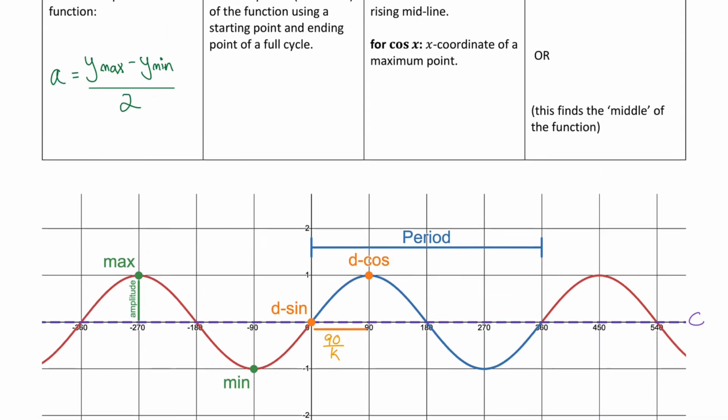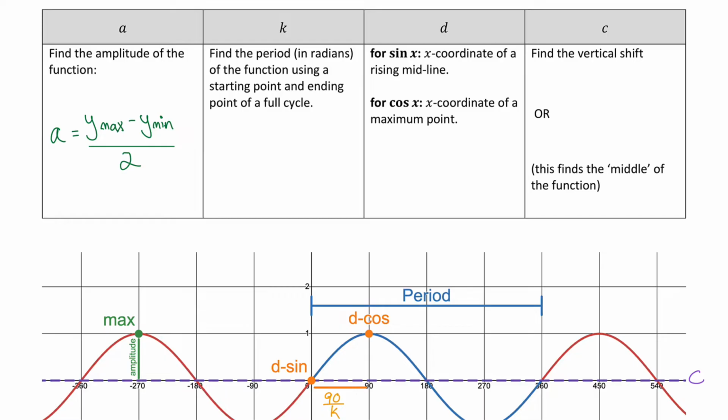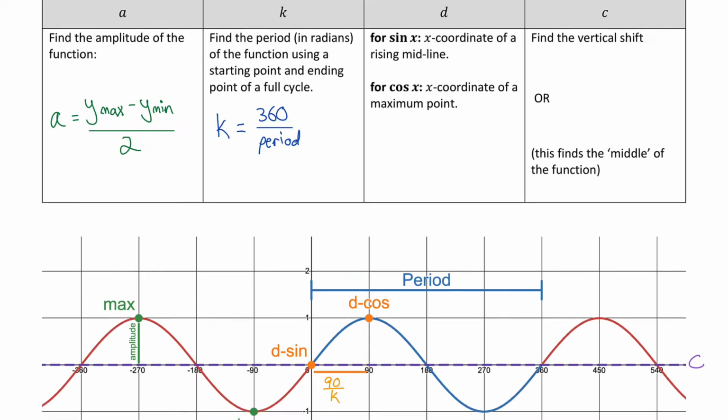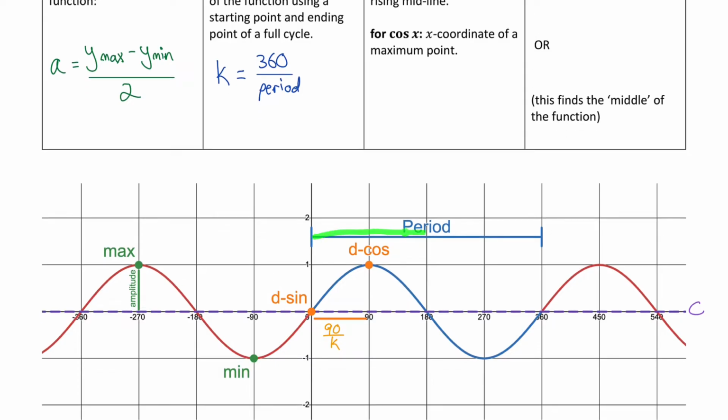And if I want the k value, remember k does horizontal stretching and compressing of a function. To calculate k, I can do the period of a normal sine or cosine function, which is 360 degrees, and then divide that by the period of the function that I have the graph of, and that will give me the proper value of k that will stretch or compress the sine or cosine function appropriately. And remember, how can we find the period of a function? Well, that's just the horizontal length of one cycle.